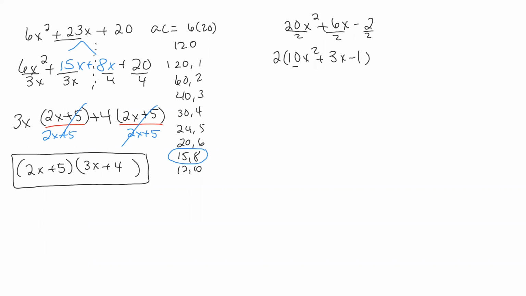So A in this case is 10, C is negative 1. So AC is 10 times negative 1, or negative 10. I need factors of negative 10 that add to 3. So when your AC is negative, that means one of your factors has to be positive, the other has to be negative. And the sign on B tells you what the larger factor is going to need to be. So in this particular case, I need a positive and a negative factor of 10, and I want the larger factor to be positive. So I could have 10 and negative 1, or I could have 5 and negative 2. So which pair adds to 3? Well, 5 and negative 2.